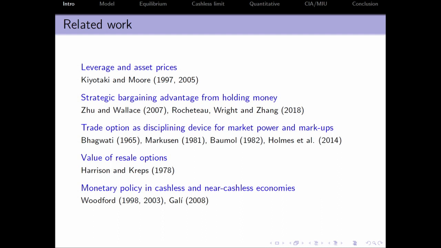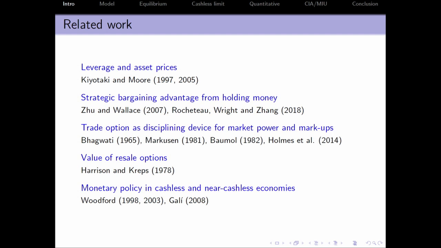The fact that money can give people some strategic power in negotiations, that's bread and butter for search and money. Neil and Tao Zhou have a paper on that. Randy has a recent paper like that in the AER. Ours is slightly different, but this general idea is out there.